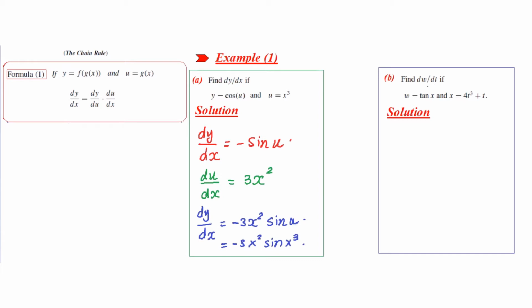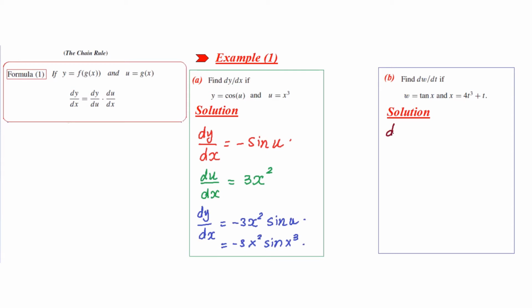For part B we change the variables, only the name of variables. For the first part we have dy by dx, for the second part we have dw by dt. So you have the same idea, just change the name of variables in formula 1 of the chain rule. So firstly we have w with x, so first you have to find dw by dx, next you have to find dx by dt.